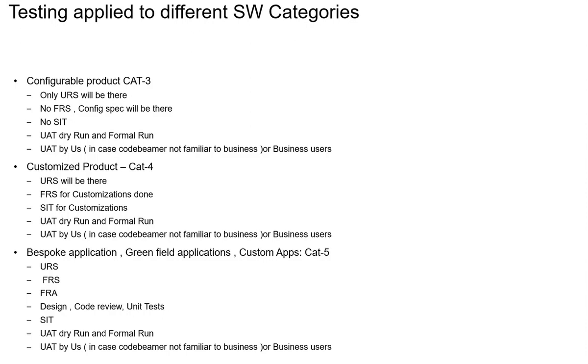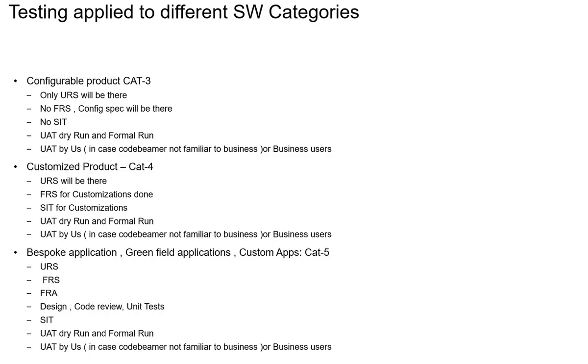Okay. So if you see the configurable product in category 3, because it's only a configuration we are doing, the URS document will be given, no FRS will be there, and because there is no FRS, obviously SIT will not be there. What activities can we propose? We will be involving the UAT dry run and formal run, right? In case you are drafting the UAT cases or somebody has drafted the UAT cases, our responsibility is to ensure that for the given set of user requirement specification, adequate coverage has been achieved as part of the test specification. We will be checking that.